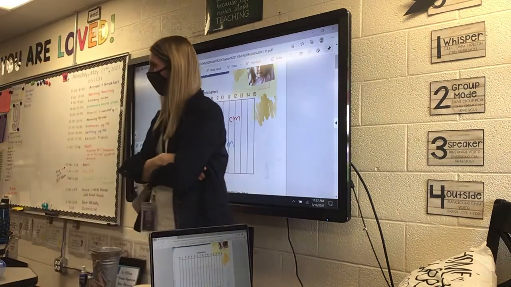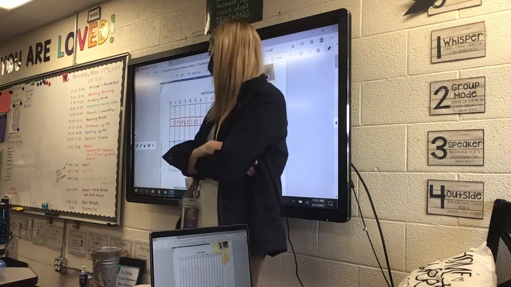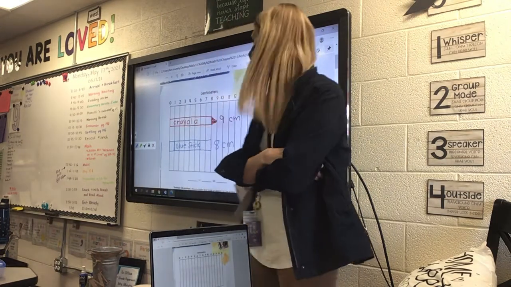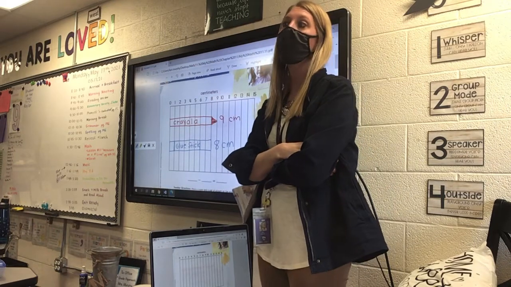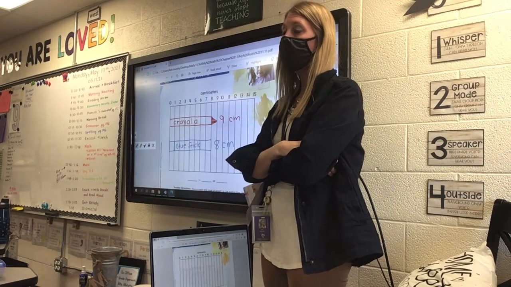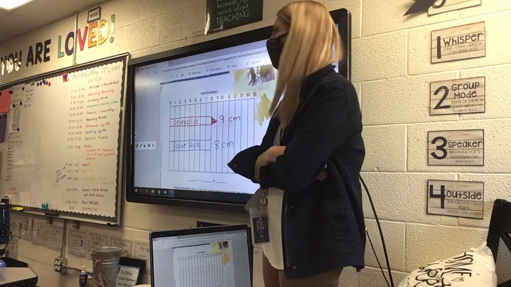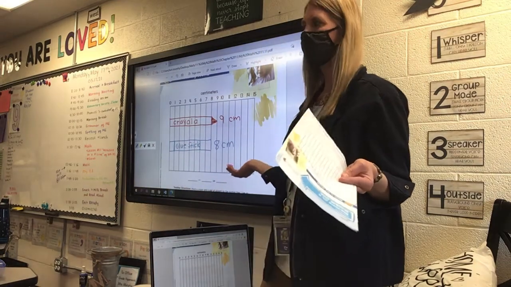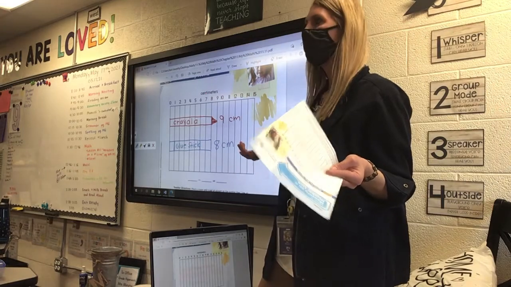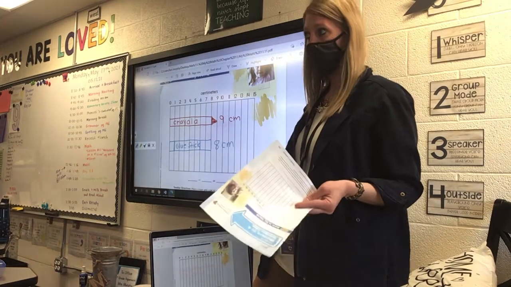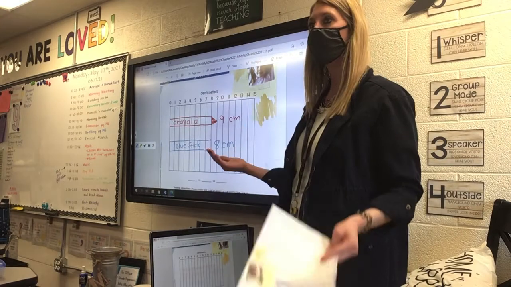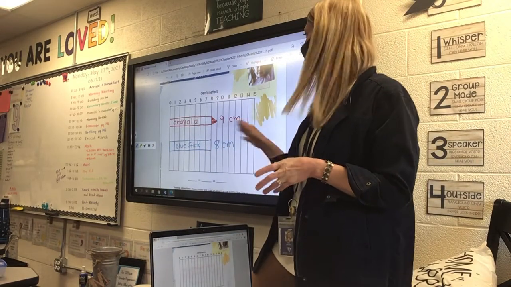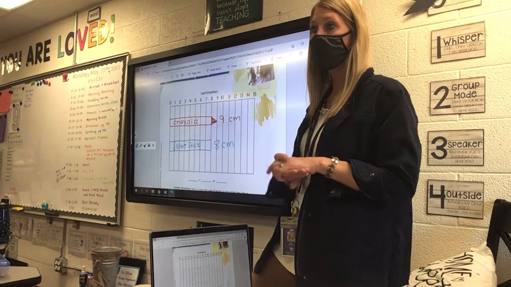Okay, as we get done drawing these, we can tell, looking at our number line, that one of our objects is longer. Kaden, which one is longer? The crayon. The crayon, yep. Yeah, the crayon is longer. And the glue stick is shorter, right? We talked about longer and shorter. But my question is, how much longer is the crayon than the glue stick?